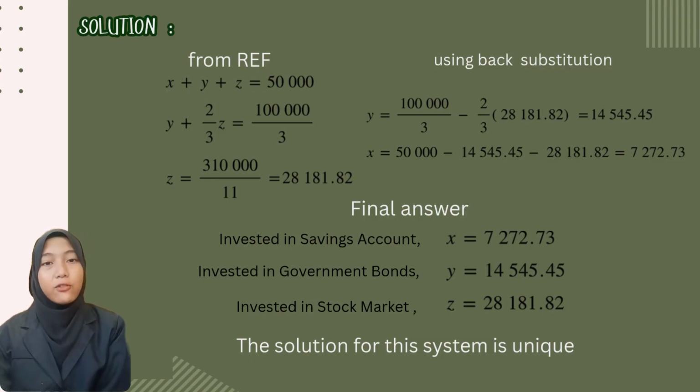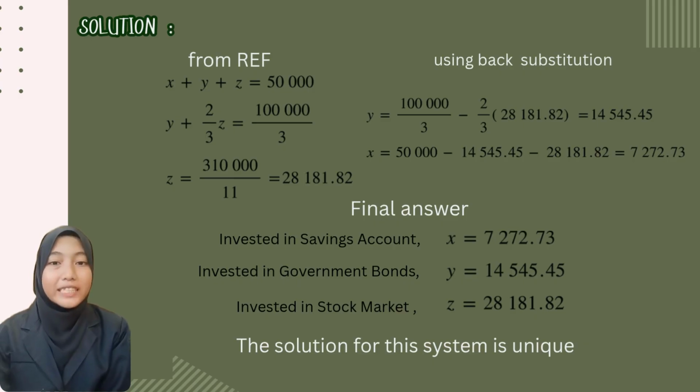We got the final answer: the amount invested in the savings account X is equal to 7,272.73, the amount invested in government bonds Y is equal to 14,545.45, and the last one, the amount invested in the stock market Z is equal to 28,181.81. The solution for this system is unique.